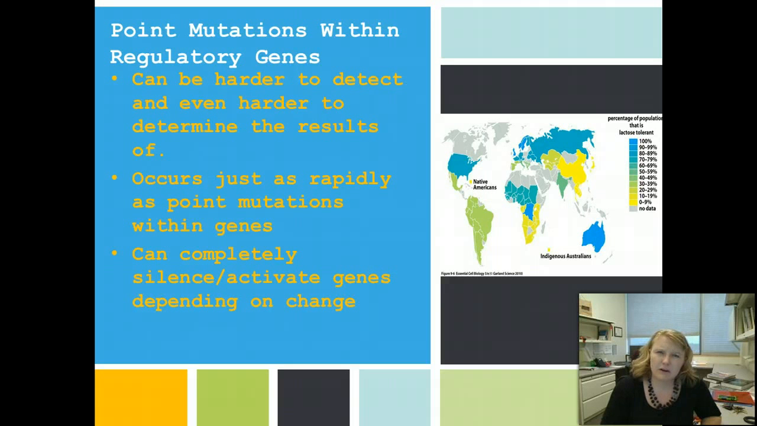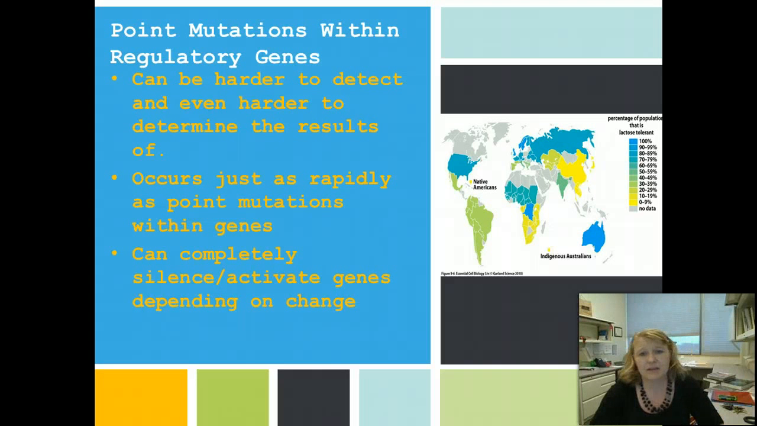And they can be even harder to detect because we have a hard time determining the results, because remember, regulatory genes can control more than one gene. They can change the outcomes. They can make small changes to how much is expressed, not just complete turning on and off. And they can occur just as quickly as point mutations within genes. And as I said, they can silence or they can activate, or they can have a variation on it.